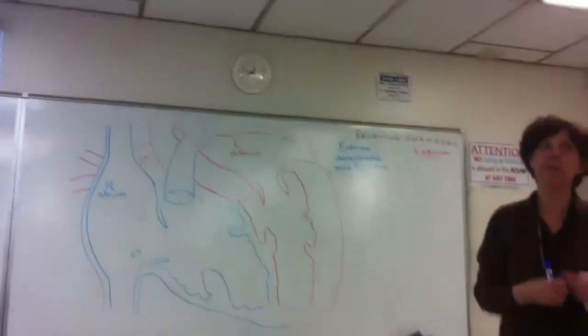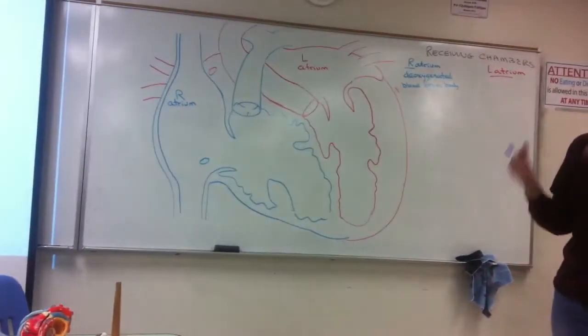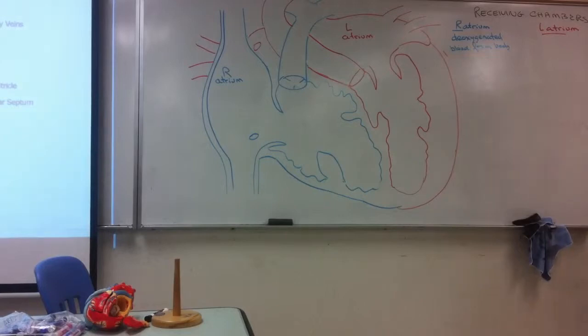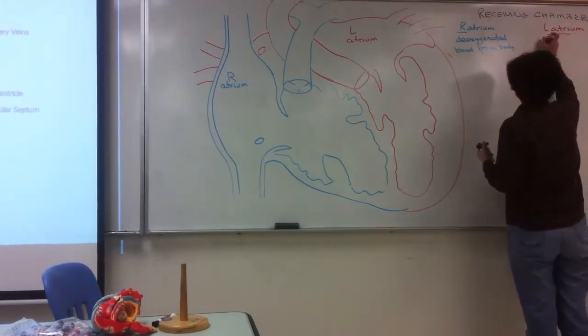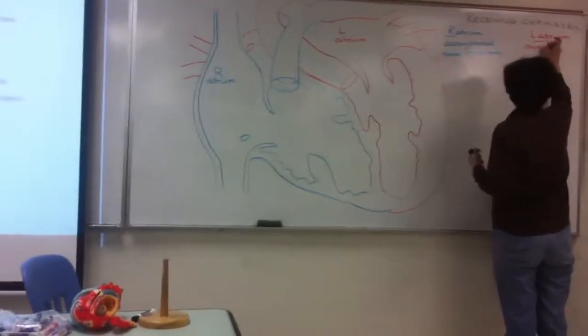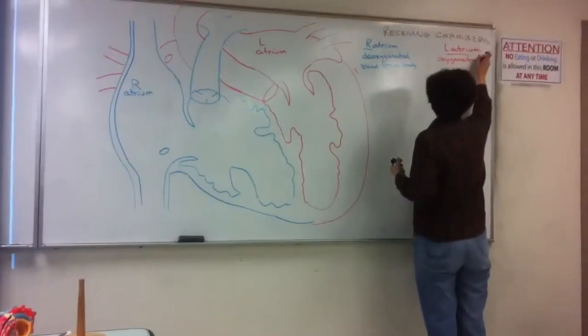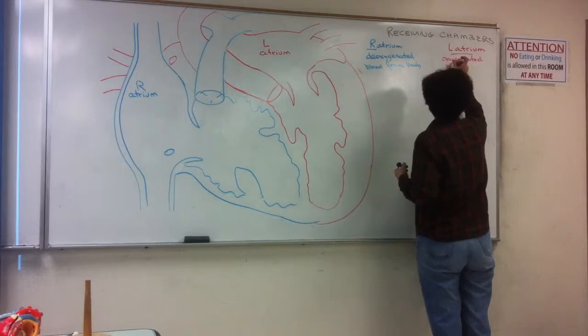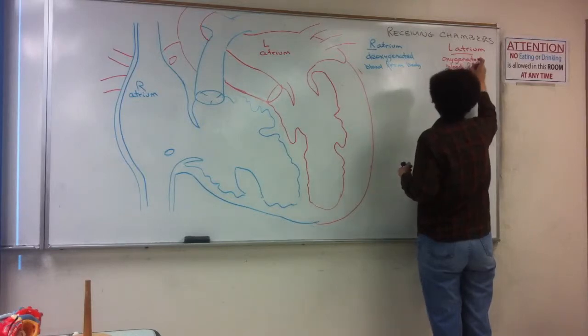Dissolved in the blood, 100% of hemoglobin is saturated with oxygen. It has about 40% of that left when it gets back to the lungs, so it's deoxygenated. When the left atrium is receiving oxygenated blood from the lungs.